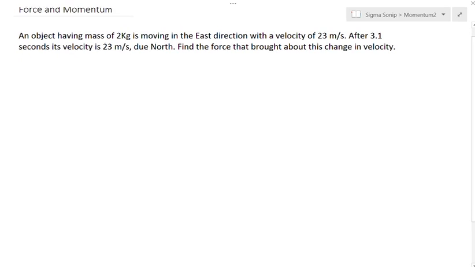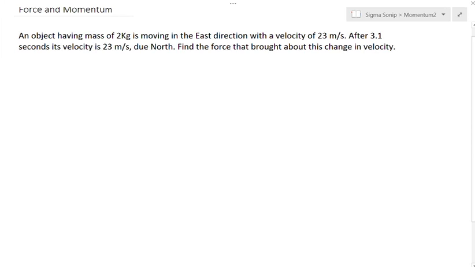Because there's a change in velocity, it cannot have come about without application of force. So some force must have acted upon this object and changed its velocity. In other words, because the velocity had changed, there was an acceleration, and acceleration cannot come without application of force.